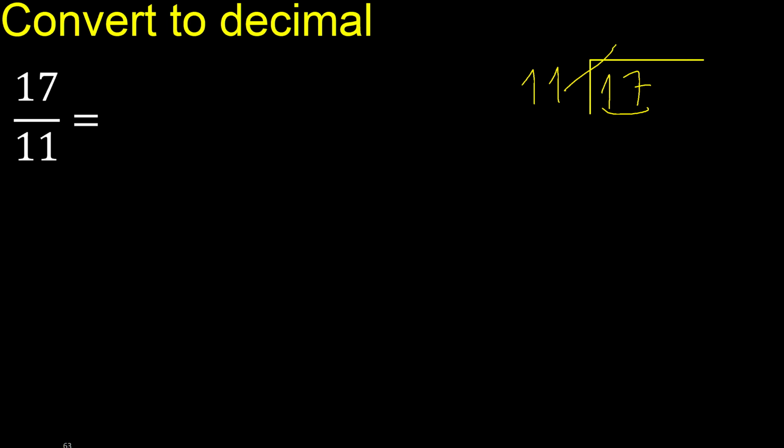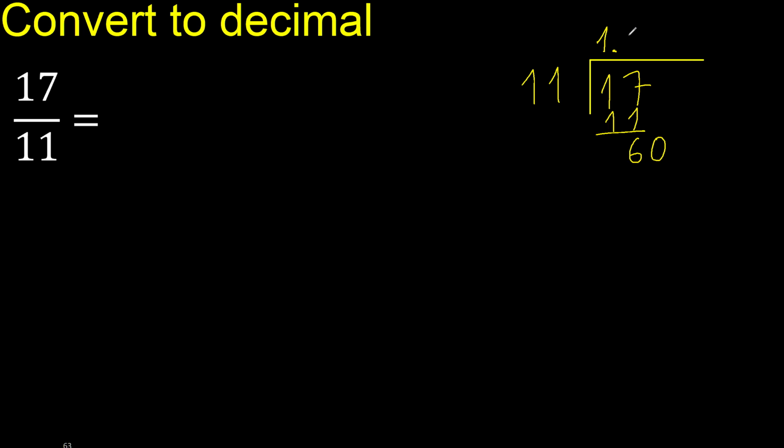11 multiplied by 2 is 22, is greater, therefore 1. 11 multiplied by 1 is 11. 17 minus 11 is 6. Next, that is not number, therefore complete, always complete with 0. Here, point, 0, point, 60.